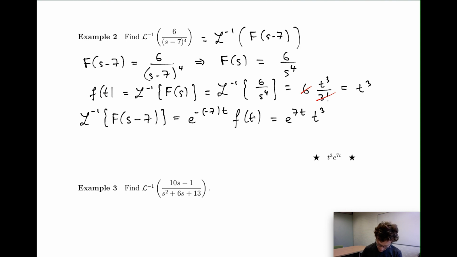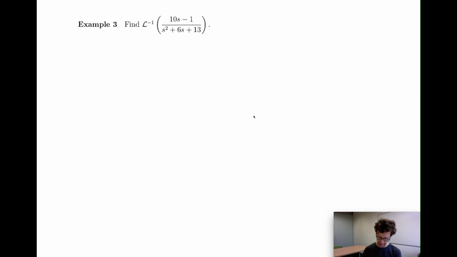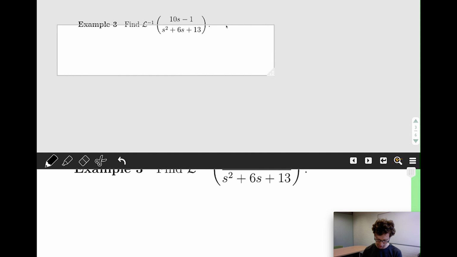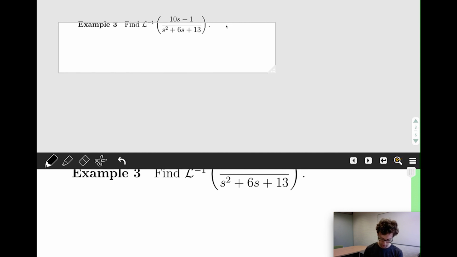Now let's take a look at a slightly more complicated example. We have an inverse Laplace transform of 10s minus 1 over s squared plus 6s plus 13. Now let's take a look at the denominator first. s squared plus 6s plus 13. This is actually something that I can complete the square on.